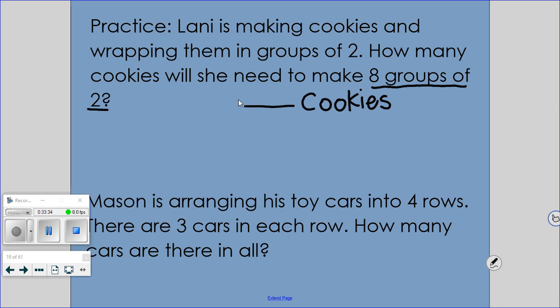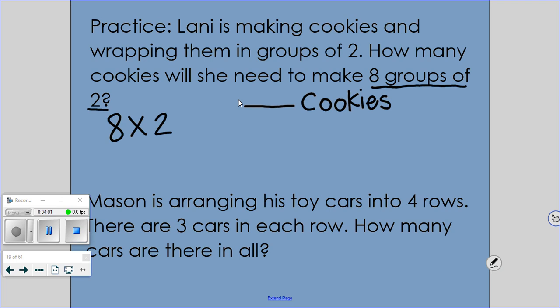Come on, dude. What does 8 groups of 2 look like as a multiplication equation? Gio? 8 times 2. Awesome. Underneath 8 groups of 2, I want you to write 8 times 2.